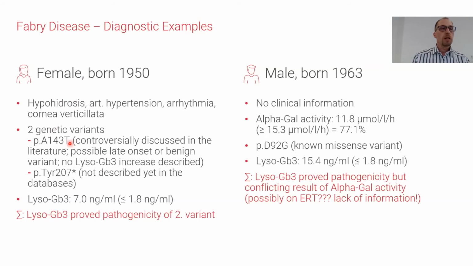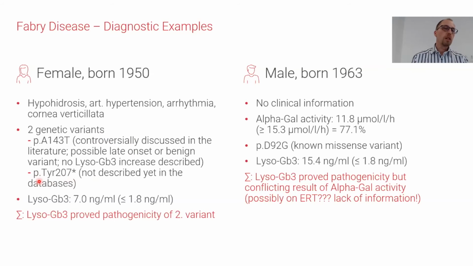This patient got two genetic variants. The first one is the 143A to T, a massively controversially discussed variant in the literature. There are people saying that's a benign variant, not causing any Fabry. Other people are stating that it could possibly lead to late onset Fabry's disease. And there is no lyso-Gb3 increase described with this variant in the literature.